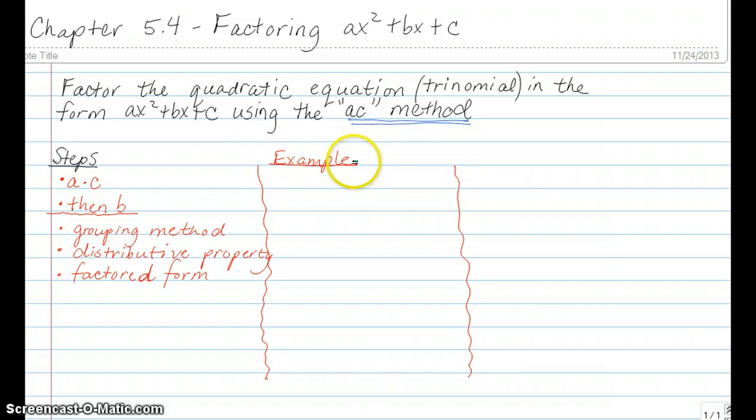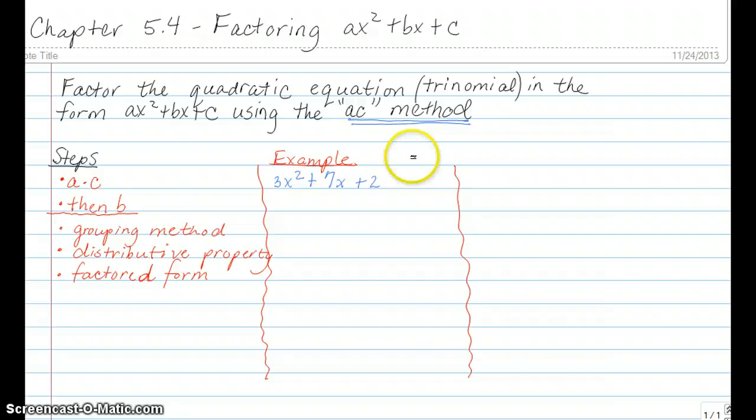And your example is going to be 3x squared plus 7x plus 2. So first of all, it's a trinomial because it has 3 terms. And then it's a quadratic because it's to the second power. All of these will be, in this situation, all of these will be a quadratic trinomial.